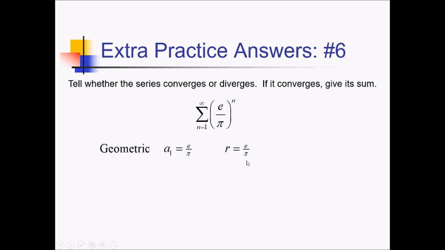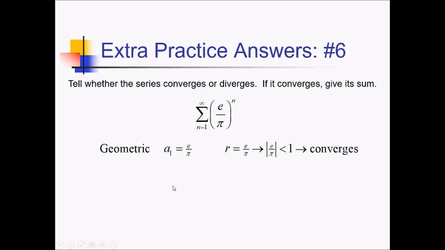So e over pi, is that greater than 1 or less than 1? Well, e is about 2.7 and some change. Pi is about 3.14. e is less than pi, so if I divide a number by something bigger than itself, I'm getting something less than 1. So since the absolute value of this is less than 1, that is telling us that this is a converging series, and we can figure out the sum.